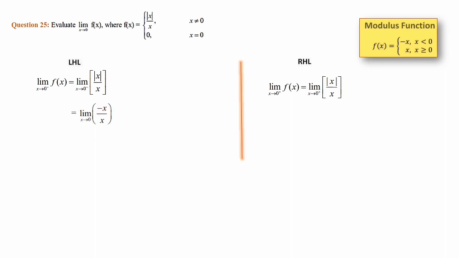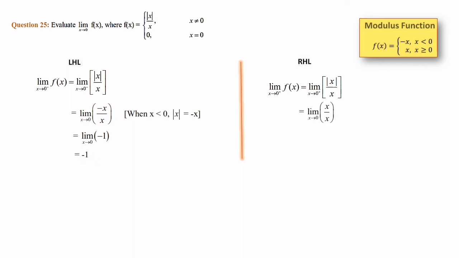Since here it is 0 minus, limit x tends to 0, we take the value minus x. So minus x divided by x, the x cancels, and we get minus 1. That is, minus 1 is the answer.